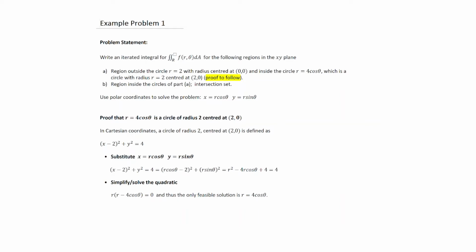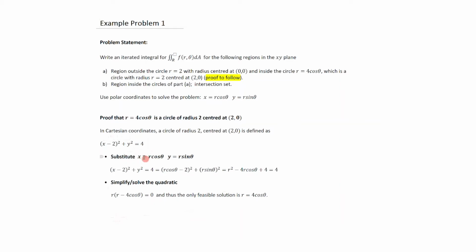So the first thing we wanted to do was to prove that r equals 4 cos theta for the circle of radius 2 centered at 2, 0. So we start by looking at the problem in Cartesian coordinates. We know that a circle of radius 2 centered at 2, 0 is defined by this equation here. This is an offset of the x, plus y squared. This is the radius squared. So this would be the equation of the offset circle.